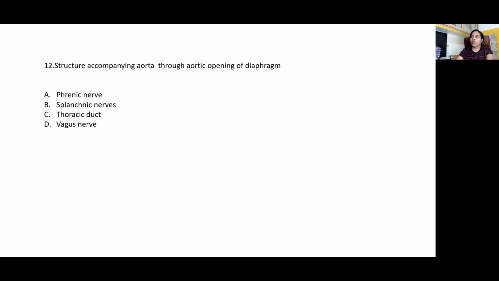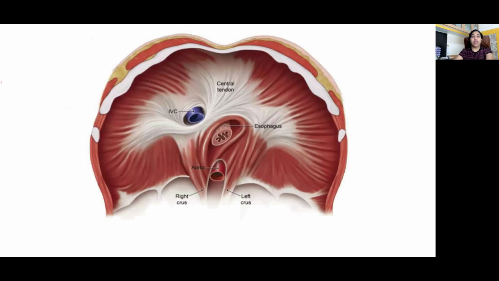The structure accompanying the aorta through the aortic opening of the diaphragm is the thoracic duct. So the major openings in the diaphragm are the vena cava opening, the esophageal opening, and the aortic opening. The vertebral level of the vena cava opening is T8, esophagus T10, aorta T12.